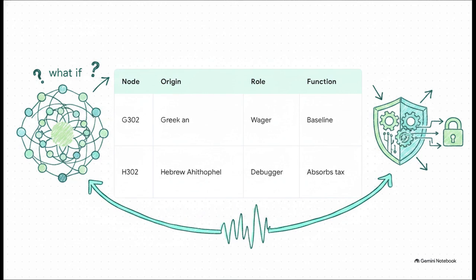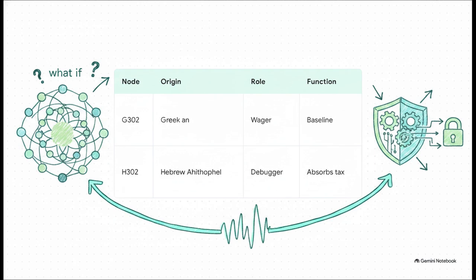First, there's the G302 node. In Strong's Greek dictionary, 302 is an. It's the particle of the counterfactual, the what-if, the subjunctive wager. It represents the absolute structural baseline of objective biological truth, and that maps directly to the exact 302 neurons of the C. elegans microscopic worm, basically the simplest baseline of biology.